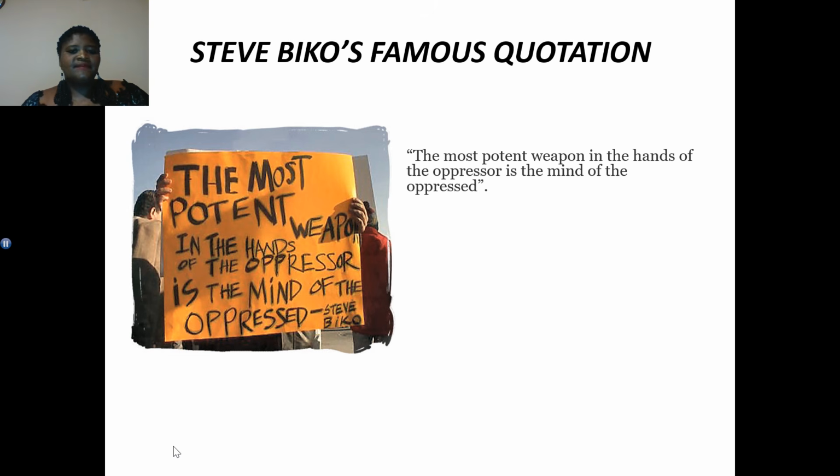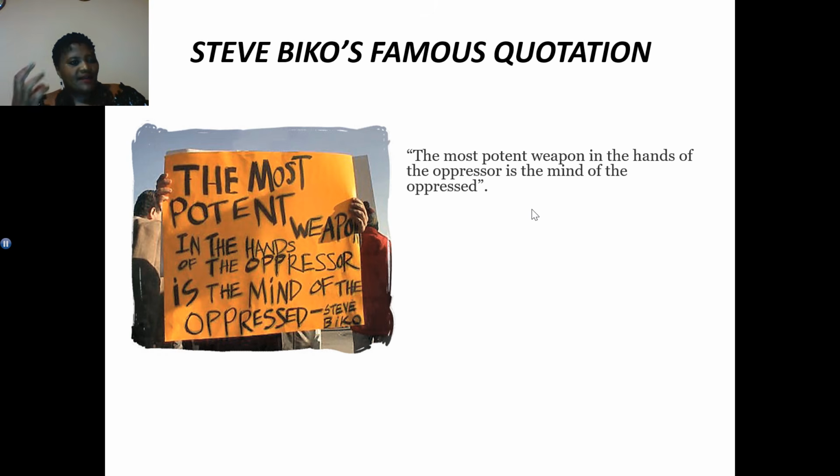This is the quotation that you will come across as you read the books that have been written by Steve Biko, and the previous years' question papers. You will get to see this source. This is a visual source with a message that says the most potent weapon in the hands of the oppressor is the mind of the oppressed. Meaning that when Steve Biko is talking about the liberation of the mind, he means that people should be free psychologically so that the oppressor does not have a hold over this oppressed person, because he's saying the most potent weapon in the hands of the oppressor is the mind of the oppressed person.